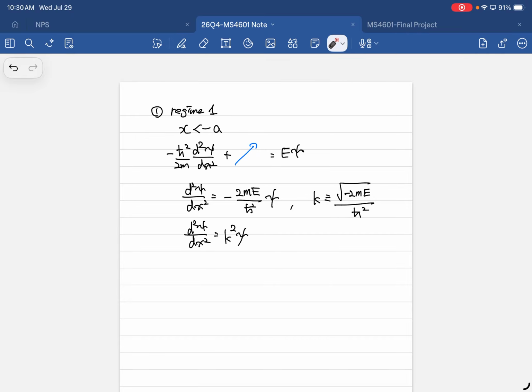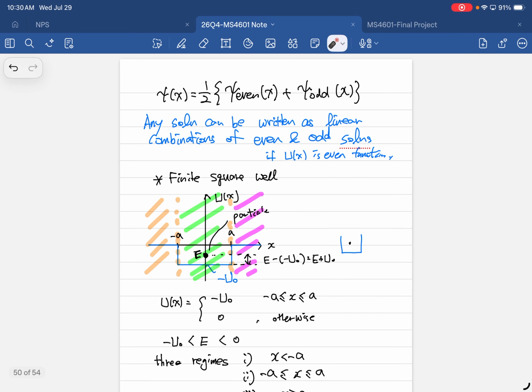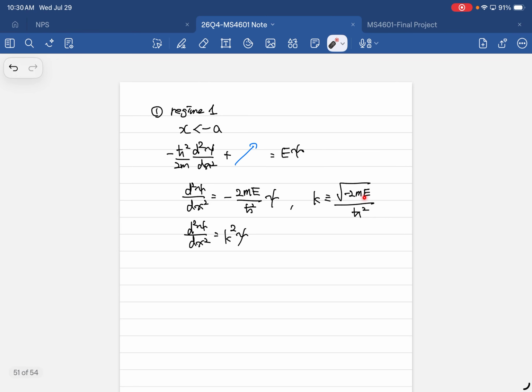By the way, if you look at this k variable, what is the sign of e? What is the sign of e? If you look at it, the sign of e is a negative value, just from the problem statement. So in the sense that e is negative, this k is a real number. I just want to make a note here: this is not an imaginary number because e has to be negative. That is essentially from our problem statement. So this k is a real number.